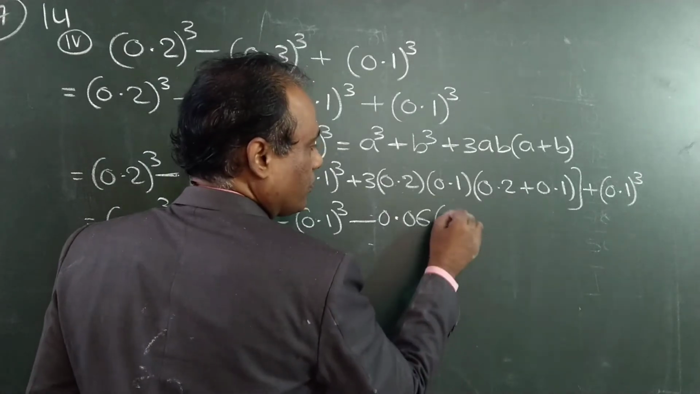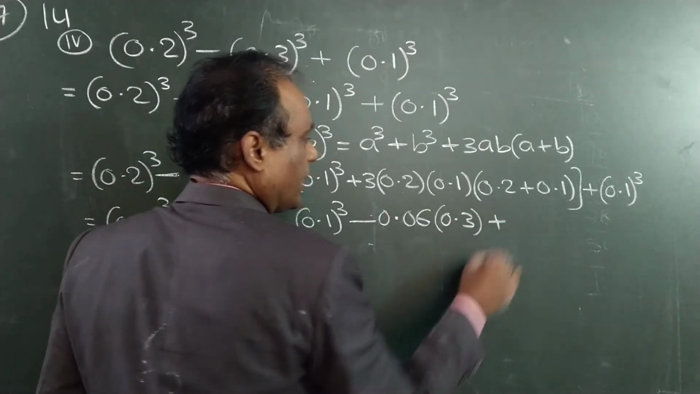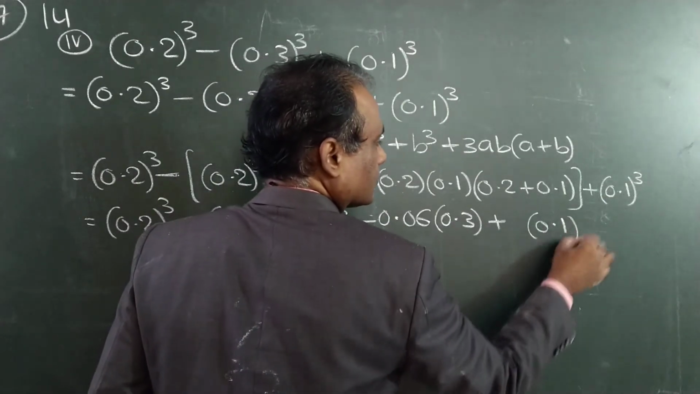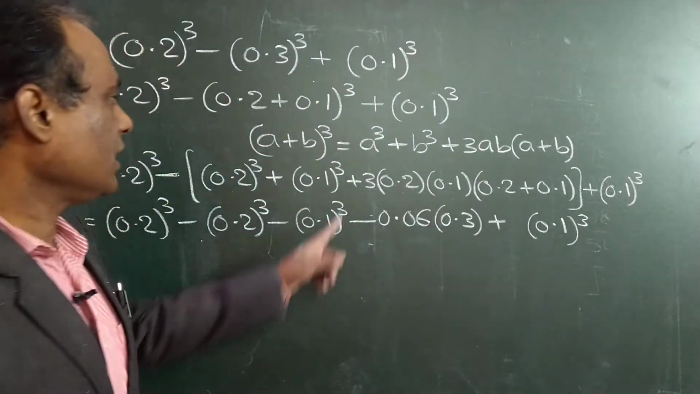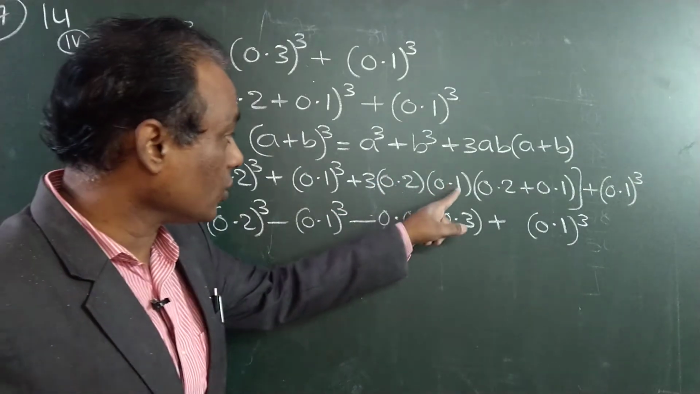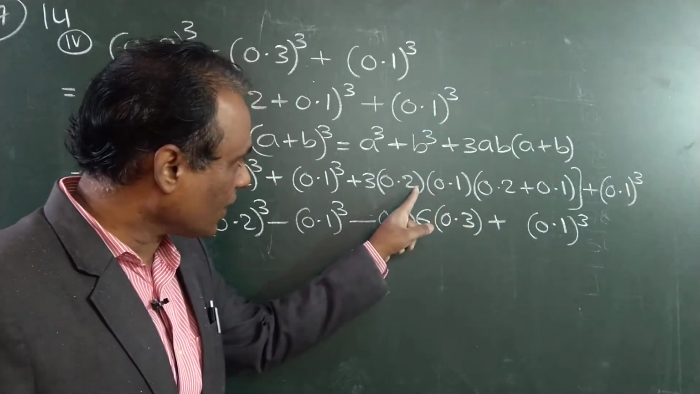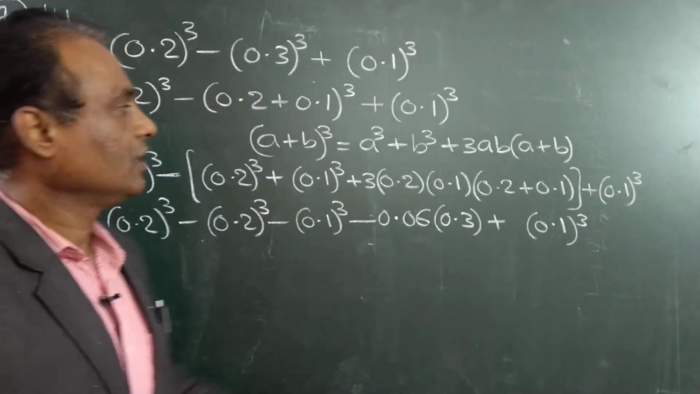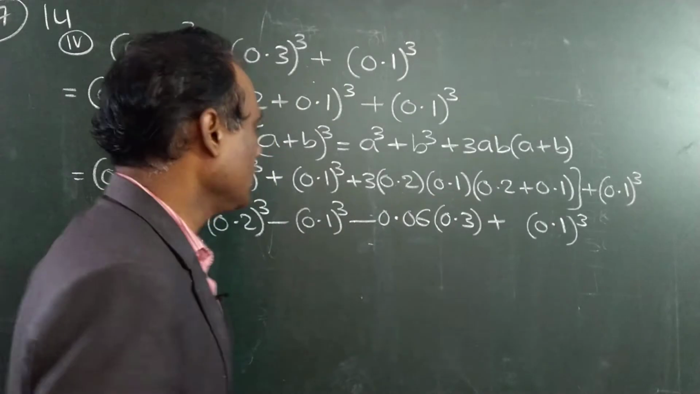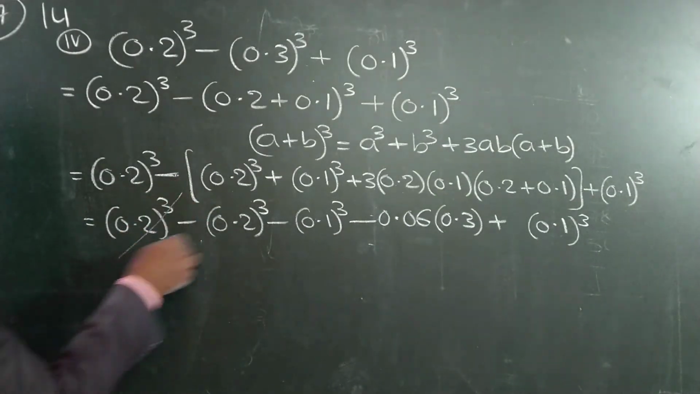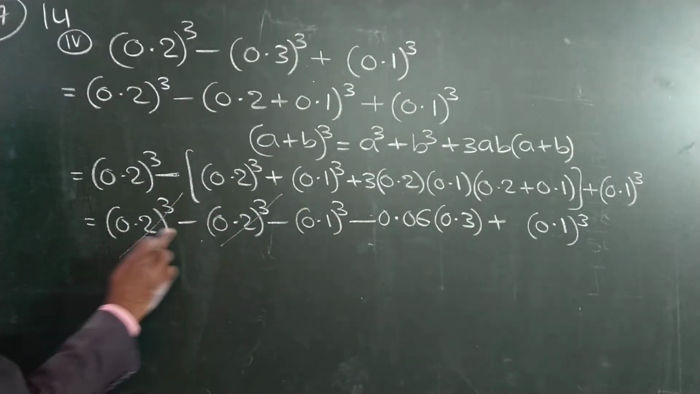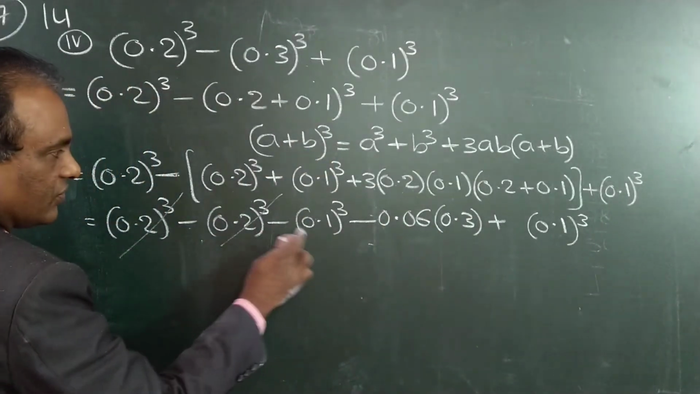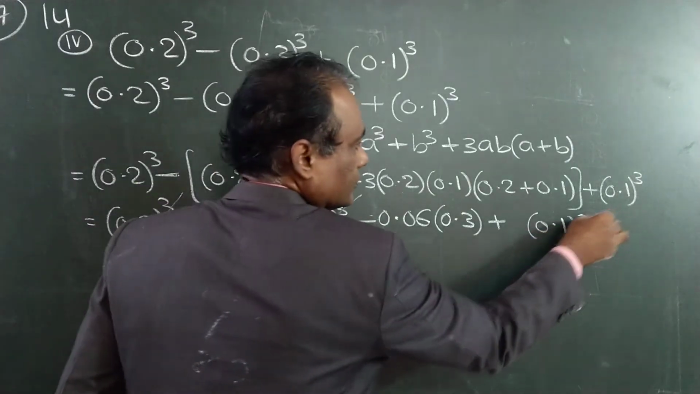Plus, this is the same. See, 3 into 2, 6; 6 into 1, 6. But 1 digit decimal and 1 digit decimal, total 2 digits, so 2 decimal places. 0.2 plus 0.1 is 0.3. See here, this is 0.2 whole cube and this is 0.2 whole cube, they cancel. This is plus and this is minus. This is plus 0.1 whole cube and this is minus 0.1 whole cube, they cancel.